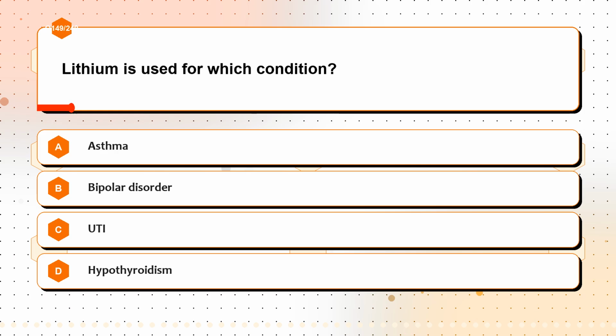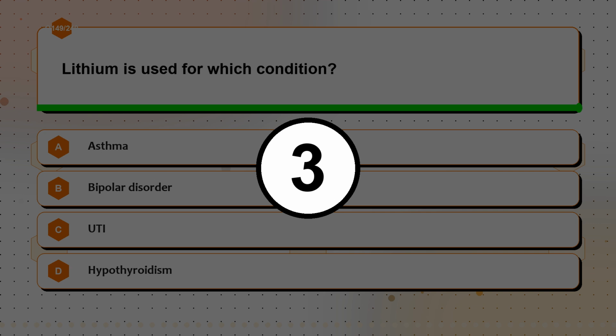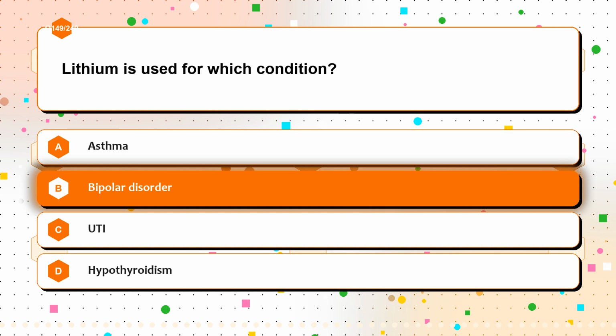Question 149. Lithium is used for which condition? Here are the options. Option A, asthma. Option B, bipolar disorder. Option C, UTI. Option D, hypothyroidism. The correct answer is option B, bipolar disorder.